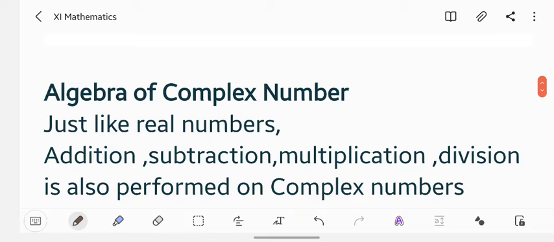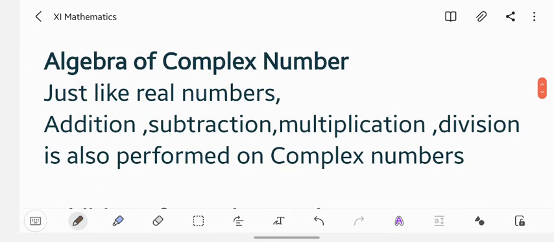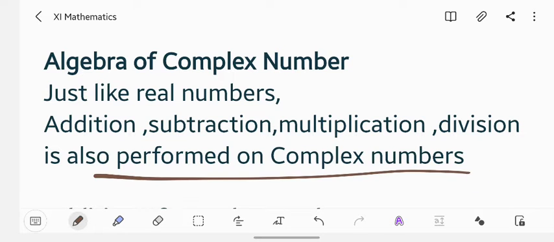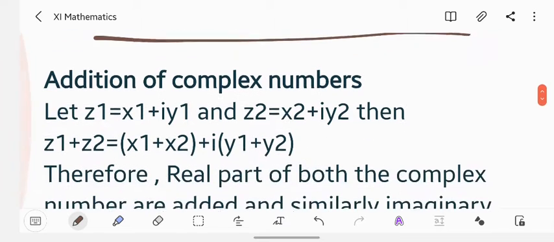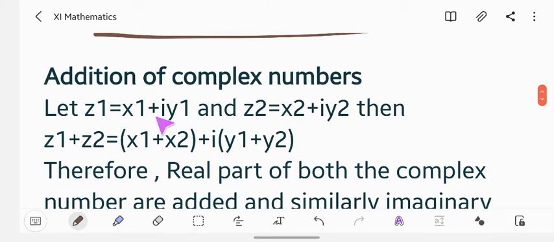Algebra of complex numbers. Just like real numbers, addition, subtraction, multiplication, and division are also performed on complex numbers. So addition of complex numbers is the first topic here. Let z1 equal x1 plus iy1 and z2 equal x2 plus iy2.